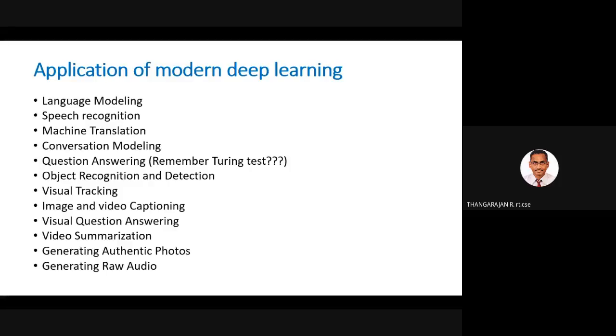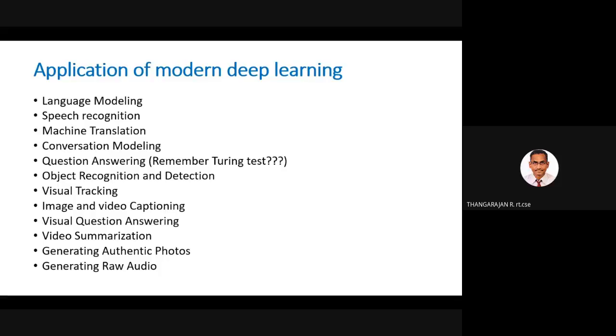So language modeling finds application in speech recognition and machine translation. If you improve language modeling, your success is better in speech recognition and machine translation. Then conversation modeling, say question answering, how people talk. When I ask a question, what the response will be. Here you should remember the Turing test proposed by Alan Turing in 1952 itself.